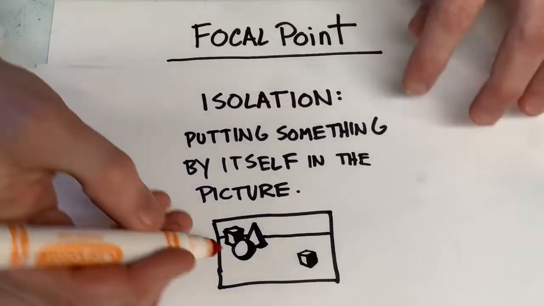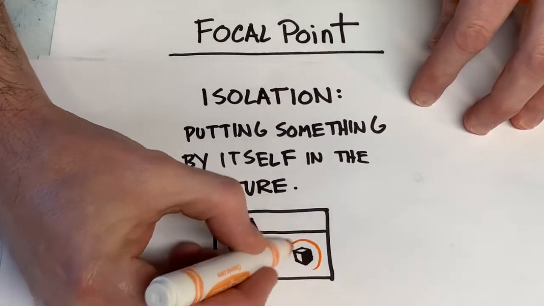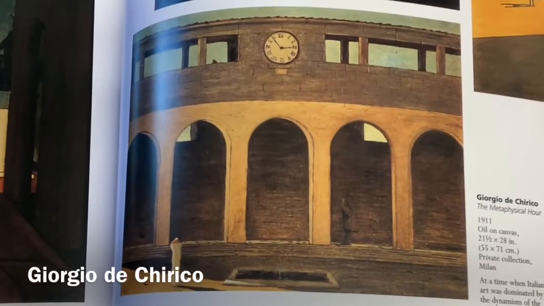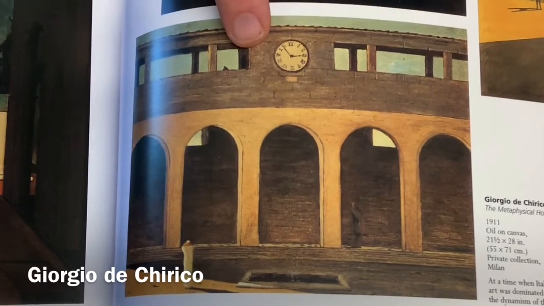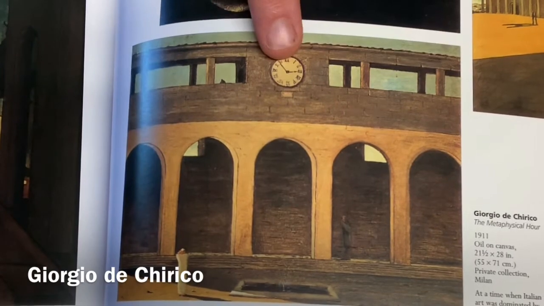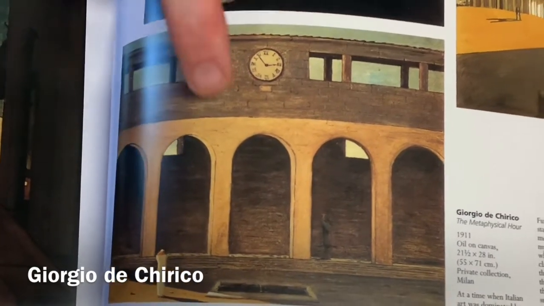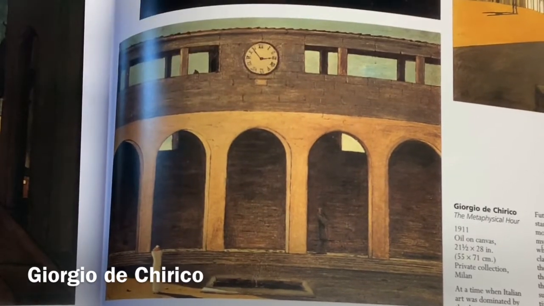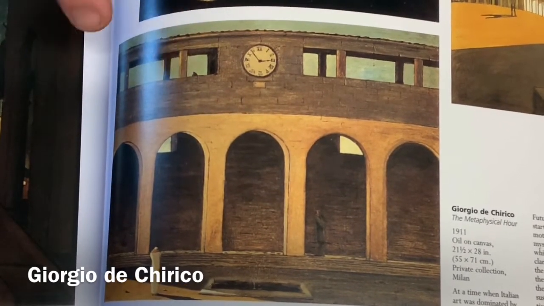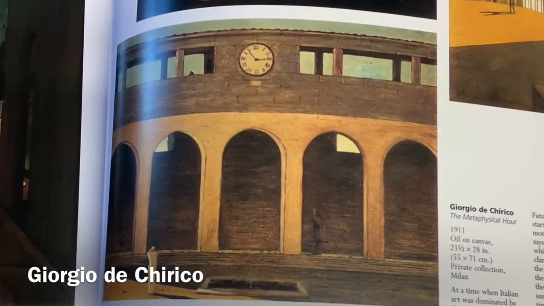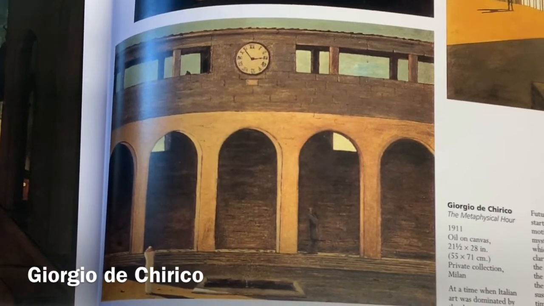So in this case, this little box right here is our focal point because he's all alone on the picture all by himself. In this painting by Giorgio de Chirico, you'll see that the clock is our focal point up here because it is all isolated. Even though it's on this brick wall, the brick wall sort of acts as negative space in this particular case, and it sits all by itself with nothing touching around it, so that becomes isolated and is our focal point.